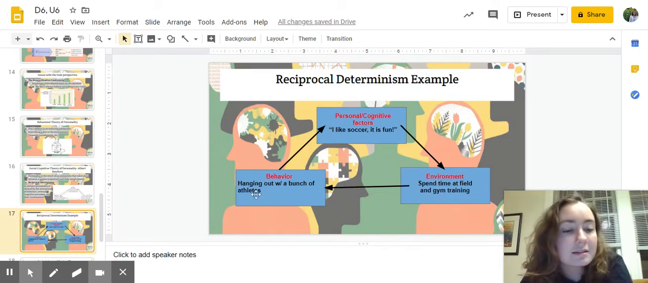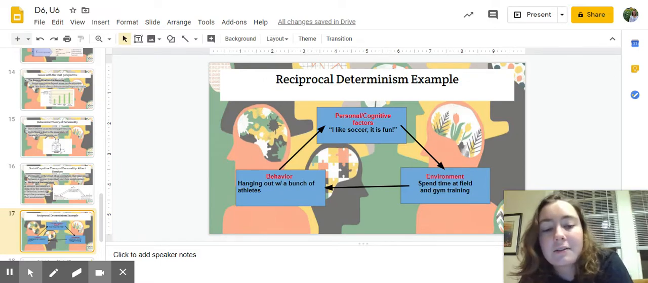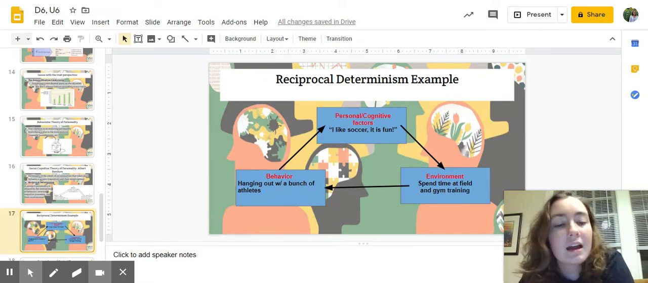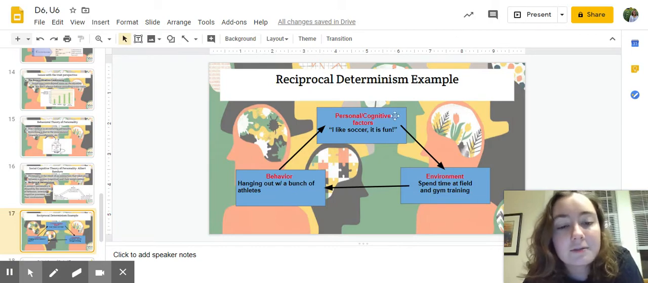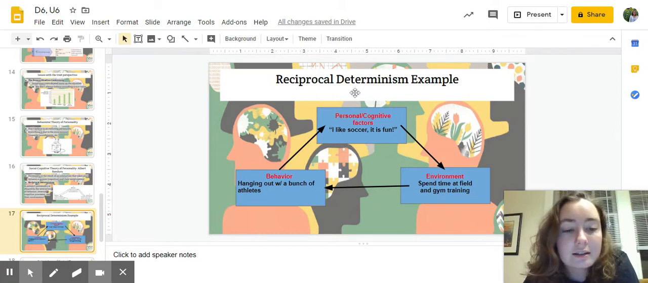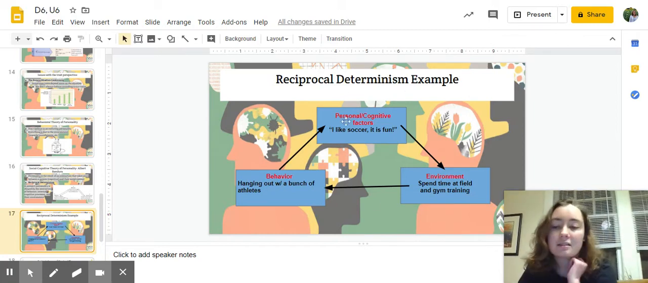And your environment is now influencing your behavior. Because you're spending all this time at the gym and at the field, you're now hanging out with your teammates and a bunch of different athletes. So now you've gotten new friends. And then this goes back to saying, wow, I have all these friends. I'm enjoying hanging out with people. I like soccer, it's fun. I like having friends. So these are all influencing one another. Your cognitive thoughts, the environment you're in, and your behavior are all interconnected and influencing one another simultaneously.